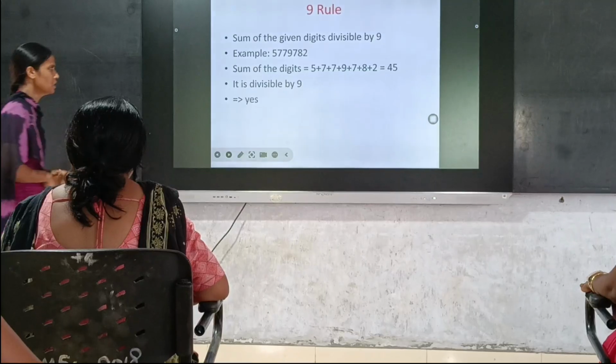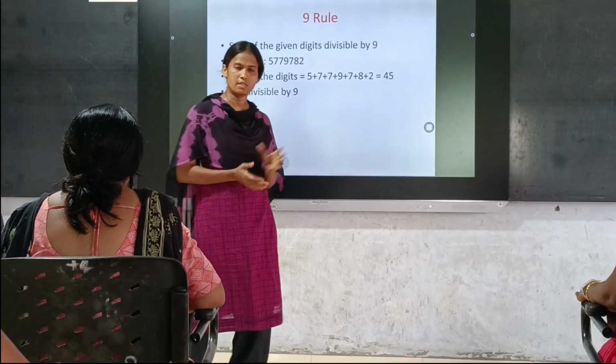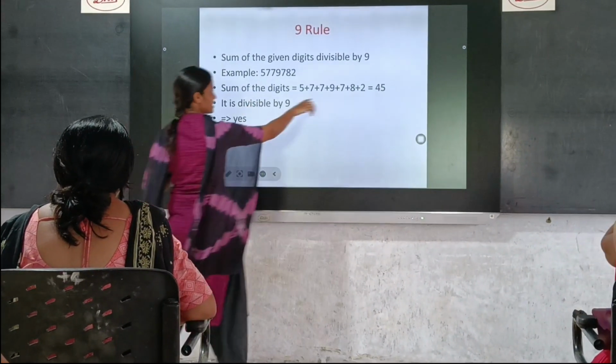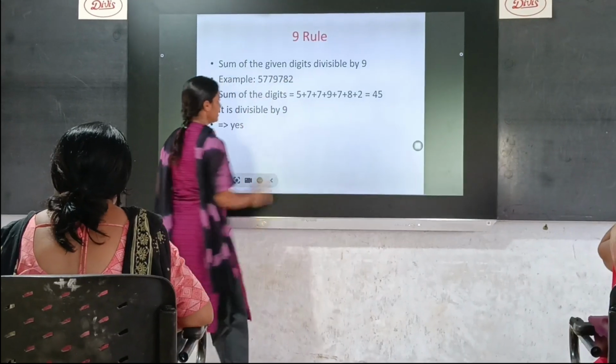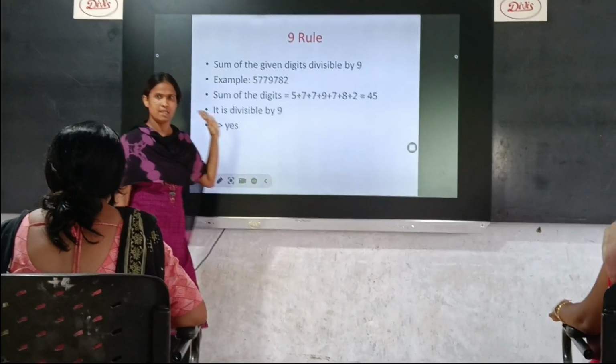Next, the 9th rule. It is similar to the 3rd rule. What is the 3rd rule? The sum of the digits is divisible by 3. Here also the sum of the digits of this number is 45. So 45 is in the 9th table, so it is divisible by 9.